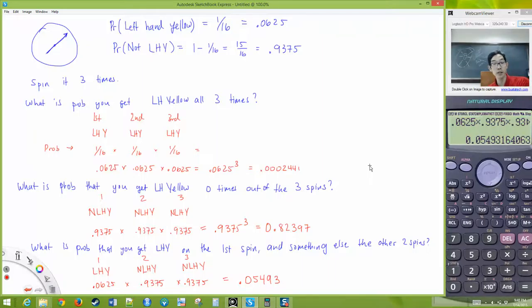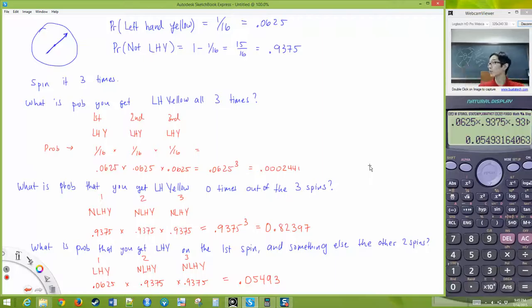That's what I'm asking, though. I'm asking, what's the probability that you get on the first spin left-hand yellow and not left-hand yellow on the next two spins? This is a different question from what you're saying. What you're asking is, I spin it three times, and what's the probability I get left-hand yellow one out of the three times? Right, but if you switch the numbers around, it doesn't matter what the order is. So it would be the same if you said, what's the probability to get left-hand yellow the second time? Yes, that's correct.